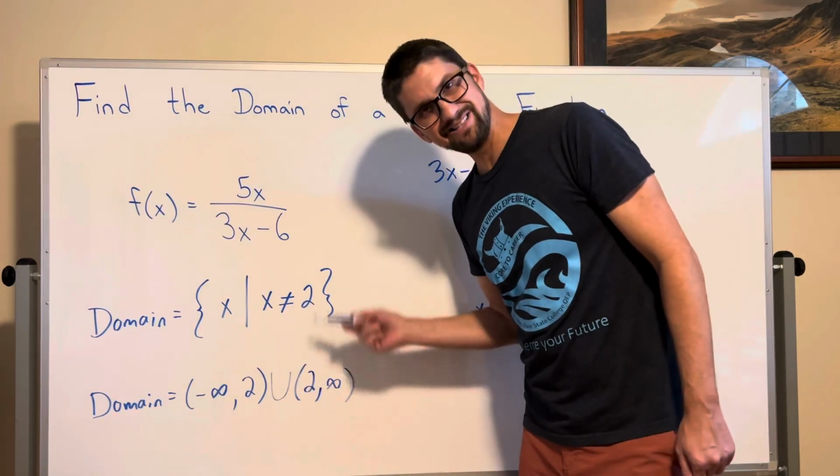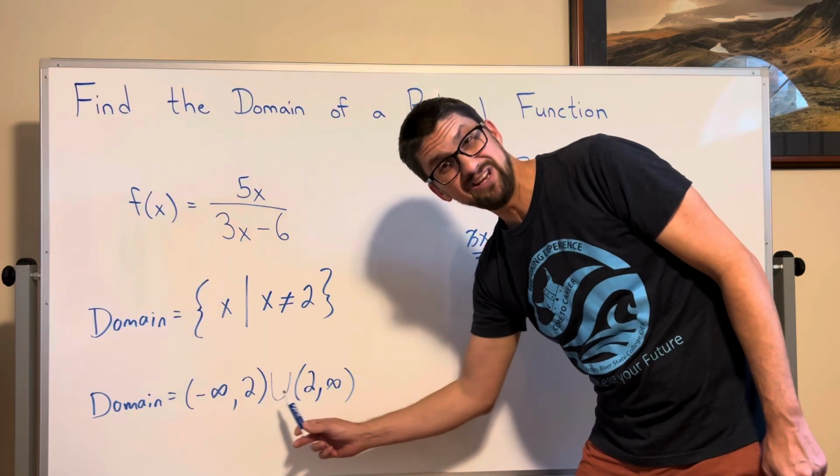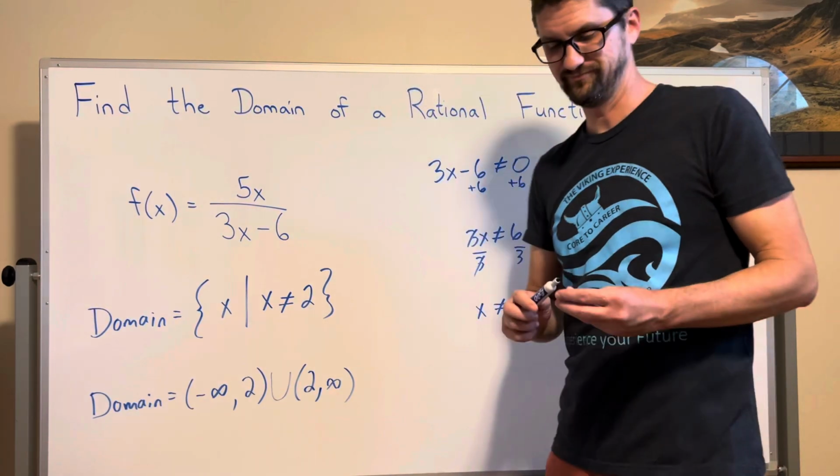So this is exactly the same thing. This is all numbers, negative infinity to infinity, but excluding that 2 value. There you go.